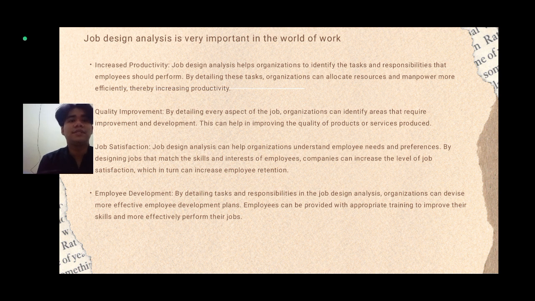By detailing tasks and responsibilities in the job design analysis, organizations can devise more effective employee development plans. Employees can be provided with appropriate training to improve their skills and more effectively perform their jobs.